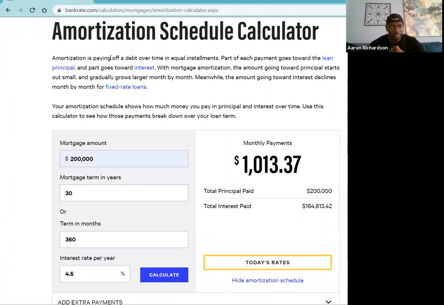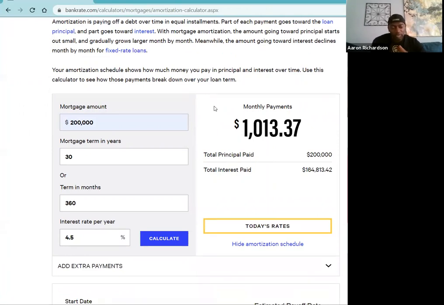As you can see, amortization is paying off a debt over time in equal installments. So for this example, we're going to show how a portion of your payment goes towards your loan principal, which is what reduces the balance of your loan, and a portion goes toward your interest. Typically, with a mortgage loan, the mortgage interest is front loaded. That means whatever your principal and interest payment amount is, a majority of that amount will go towards interest first, and over time, it'll adjust and start applying more toward the principal balance, which will accelerate the payoff as you get later in your mortgage term.